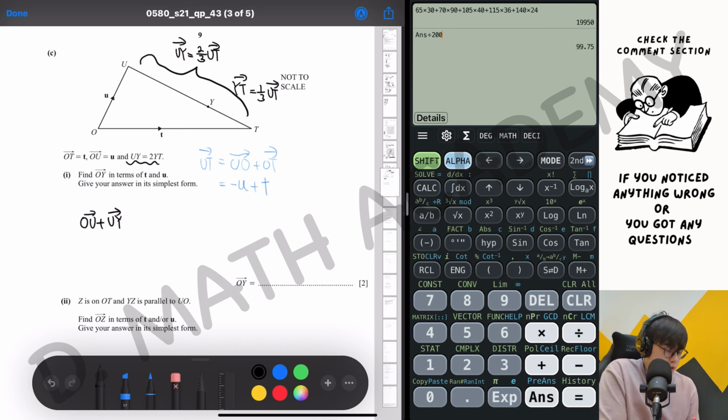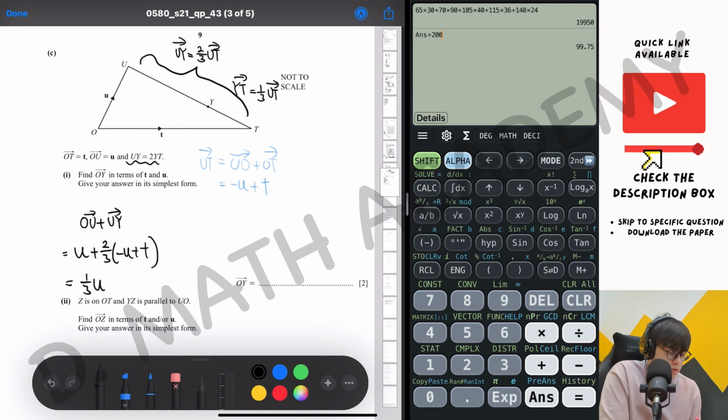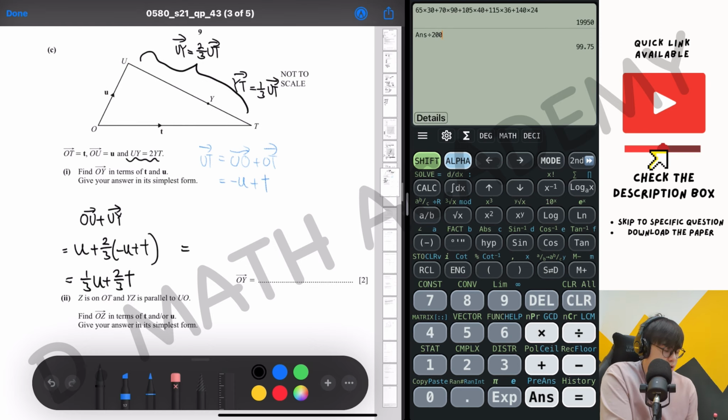So OU now is actually u adding up with 2 over 3 of (-u plus t). Through this calculation here, you have 1 over 3 u plus 2 over 3 t. If you were to further rearrange this, you can write it as 1/3(u plus 2t). So it's up to you how you want to arrange it, but this is the answer that you will get after rearranging it.